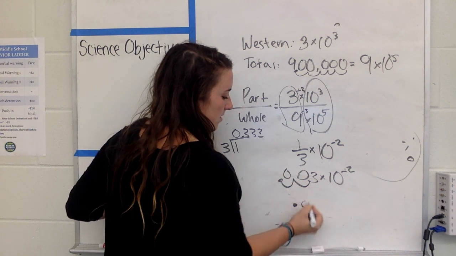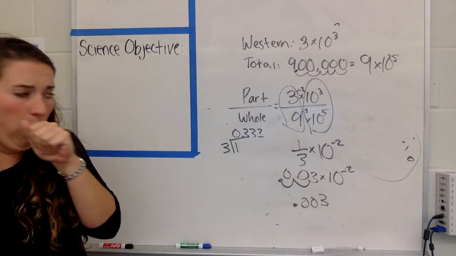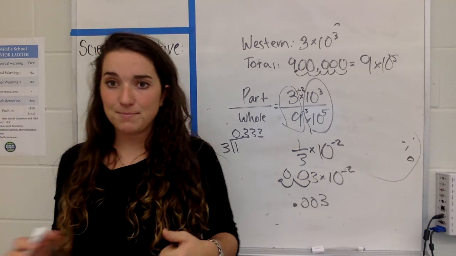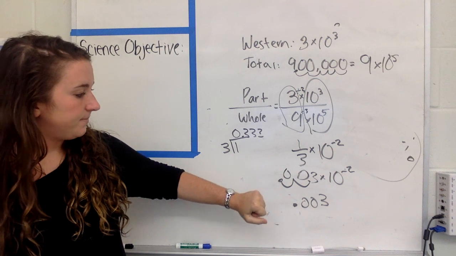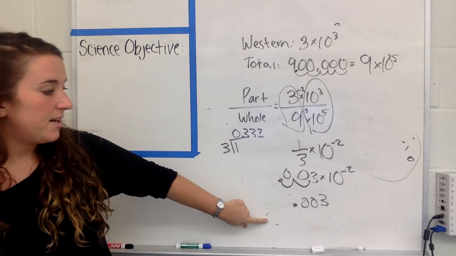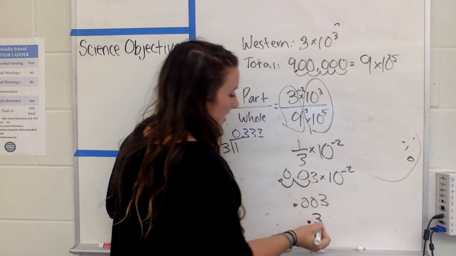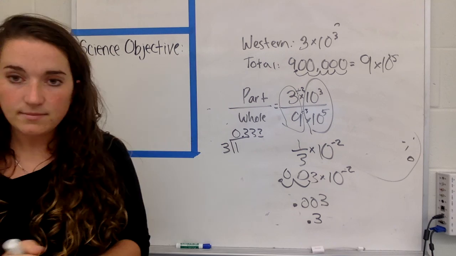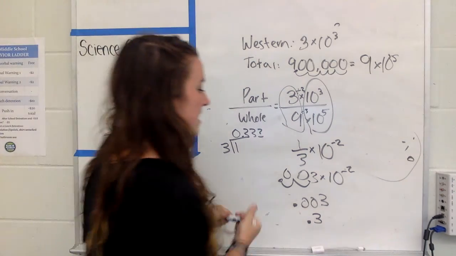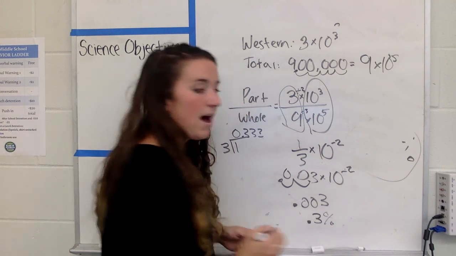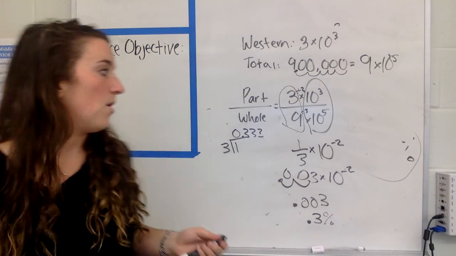So I'll have 3 thousandths. My final step is that I have to multiply by 100 to convert my decimal to a percent, and I'll end up with 3/10%. And that is going to be my final answer. So it's 3/10%. All right, pause the video, try the independent practice problem, and then we'll go over it together.